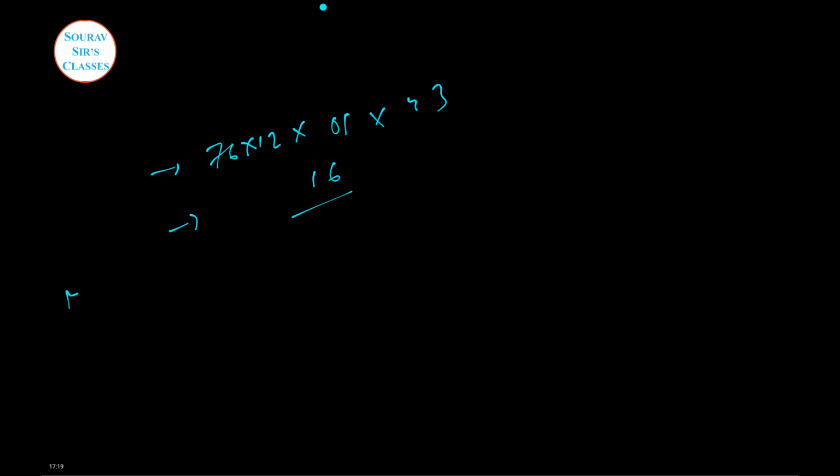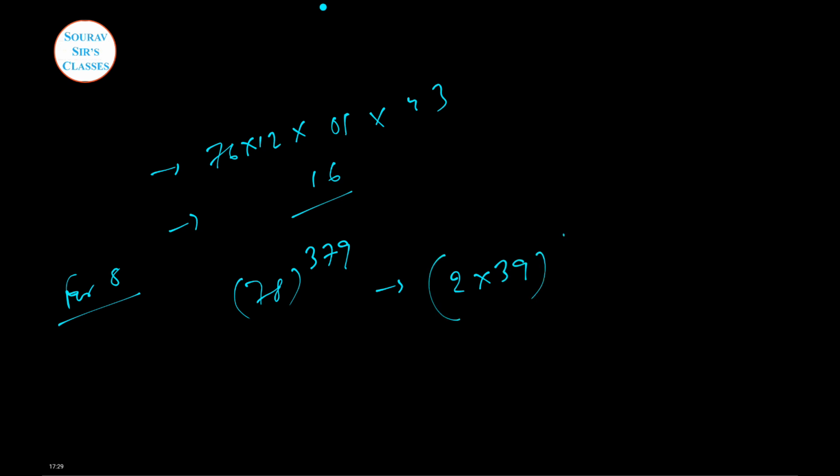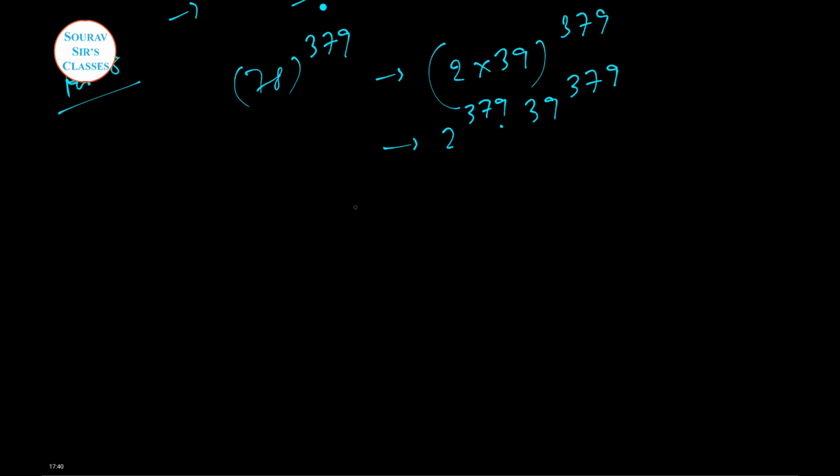Even in case of 8, if we just go like 78 to the power 379, how to do it? This is 2 into 39, we can do it. 2 to the power 379 into 39 to the power 379, so this is 2 to the power 10 into 37, so 370 and 2 to the power 9, and this is 39 squared, 9 9s are 81, 189, and we are left with 1, so that is 39 itself.